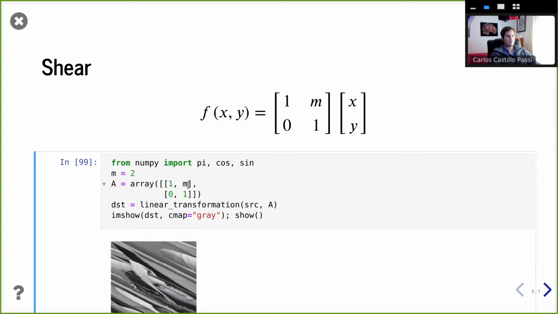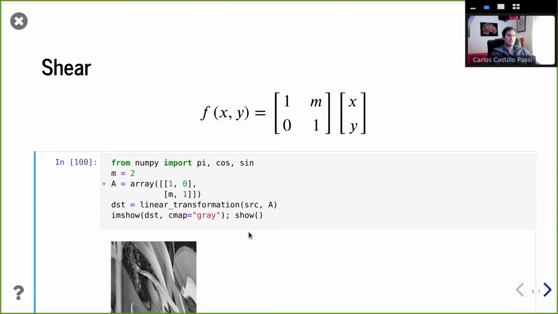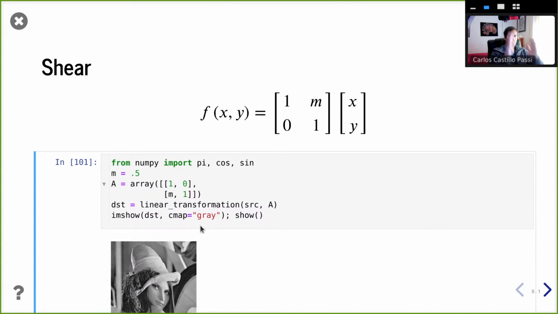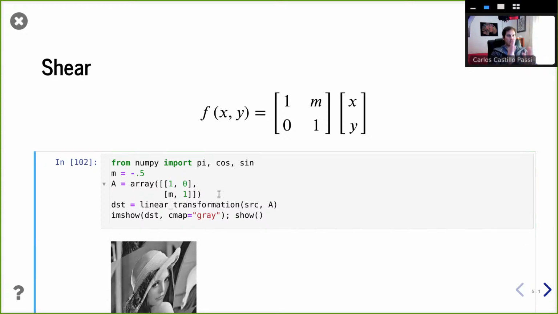If instead of putting the m here, I put it here, it will be the same, but in the y coordinate. So let's reduce like this. It's going down. If I do a negative m, it's going up.